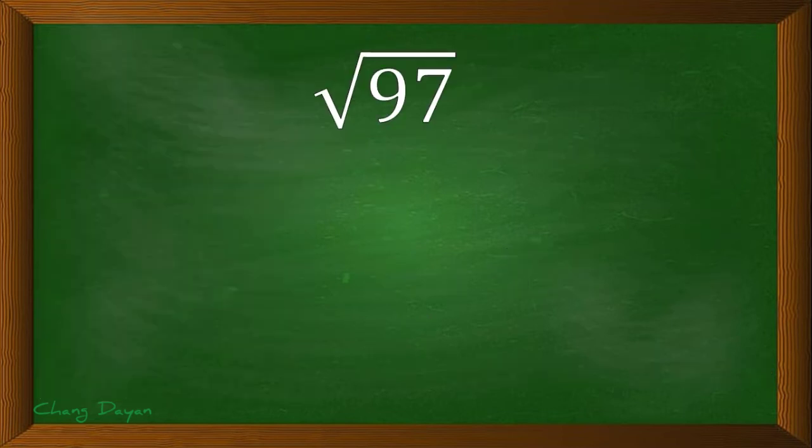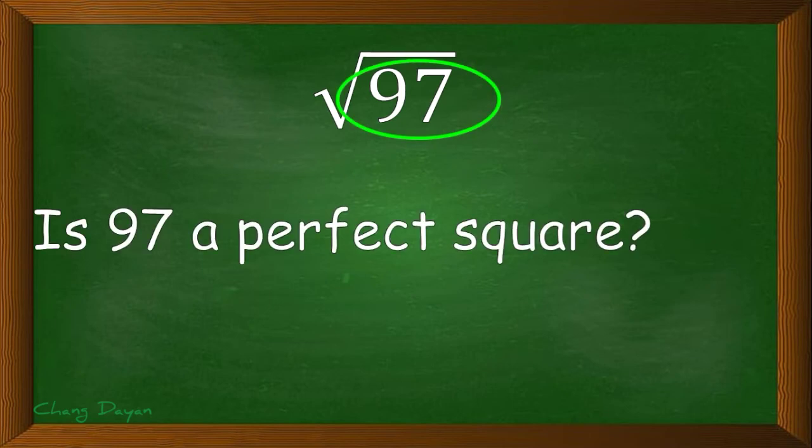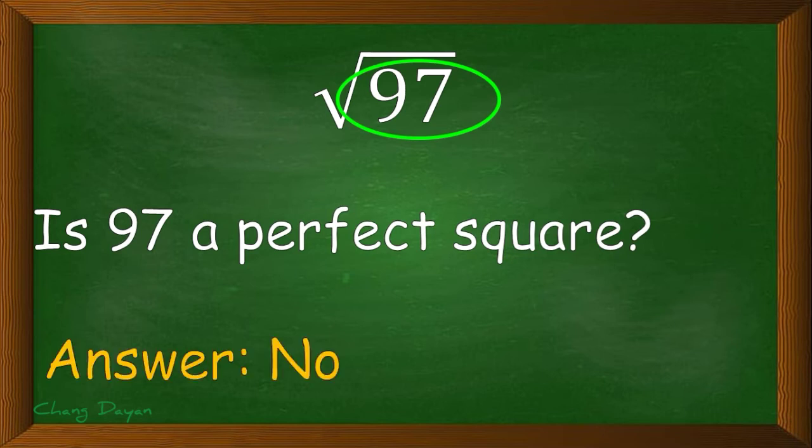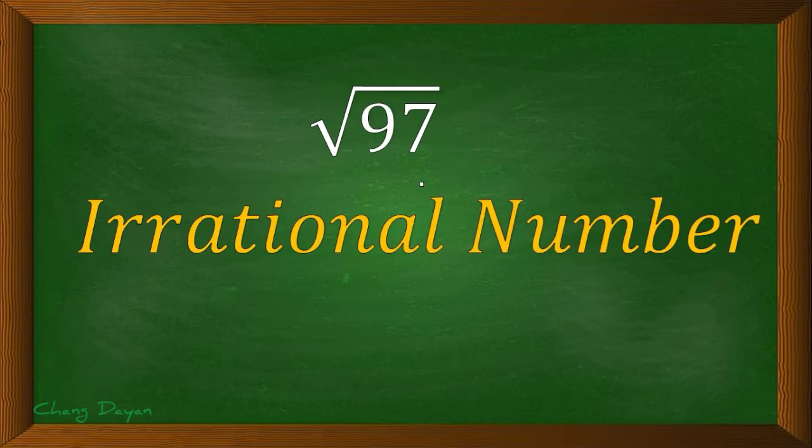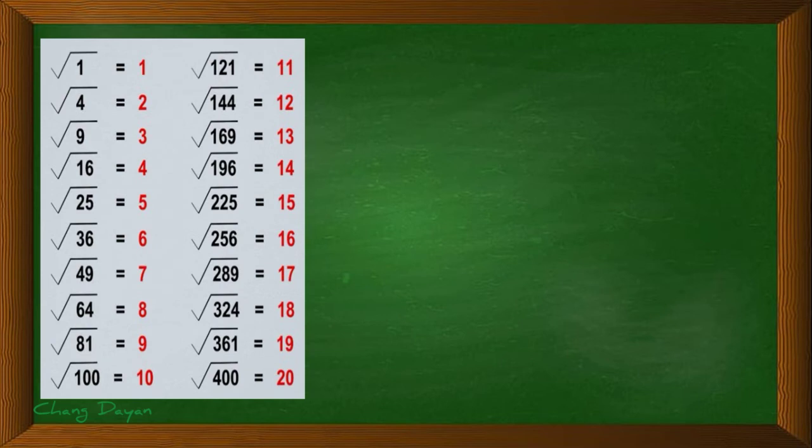Next, what about square root of 97? So, we have the radicand 97. Ito ba ay perfect square number? The answer is no. So, walang number na kapag minultiply sa sarili, ang sagot ay 97. At ito ay example ng irrational number. So, again, kukunin lang natin yung consecutive number ng irrational number na square root of 97, using this chart.